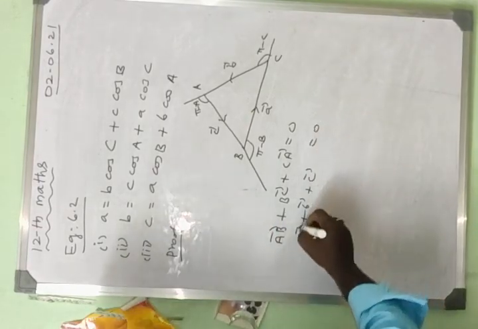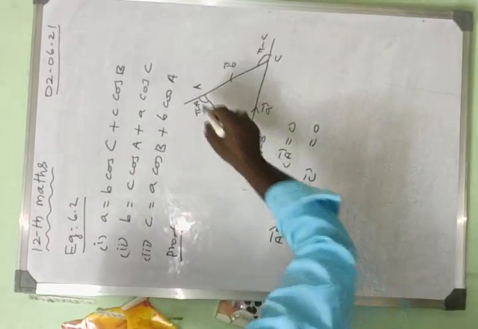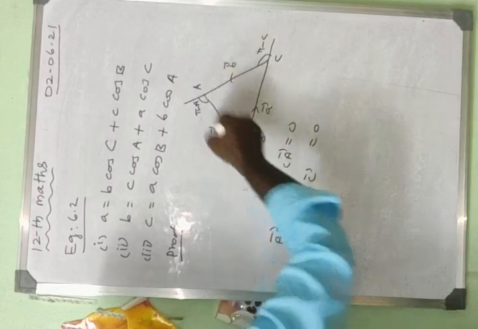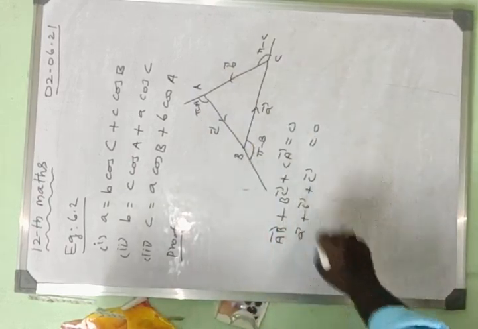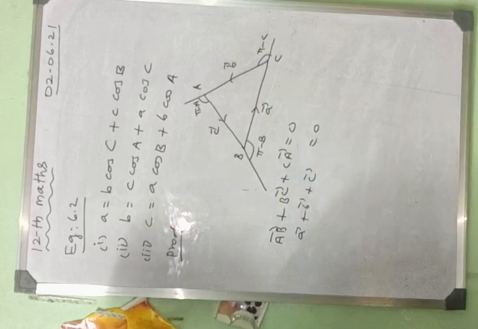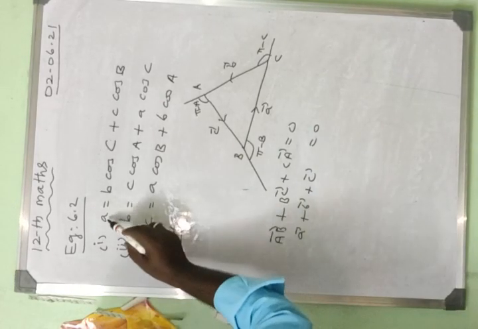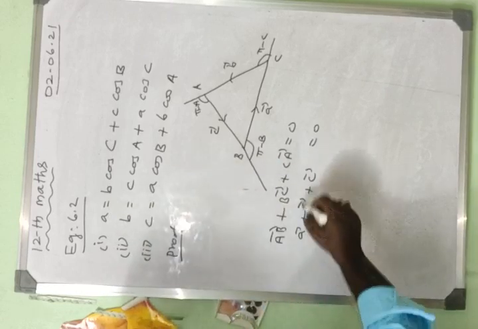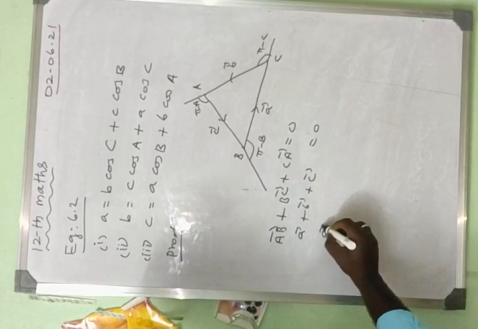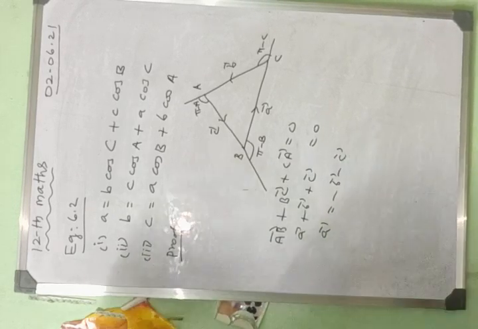Small letters a, b, c denote the sides. Capital letters denote the vertices or sides AB, BC, CA like this. So a plus b plus c equals 0. Here on the left side we want the a value, so b and c change to the right side. So vector a is equal to minus vector b minus vector c, like this.